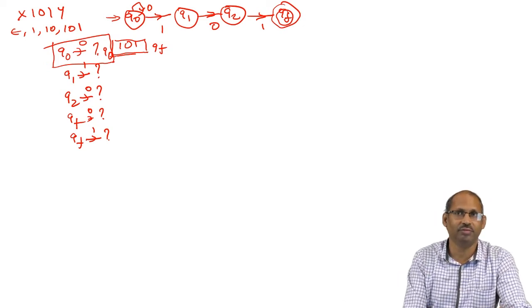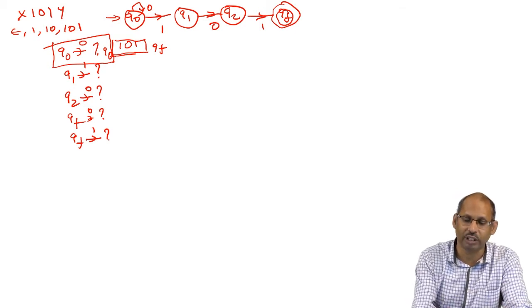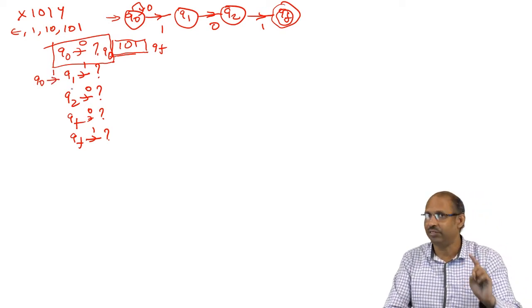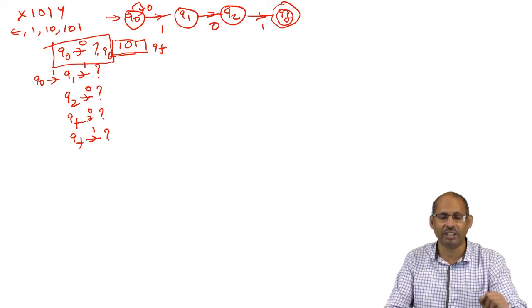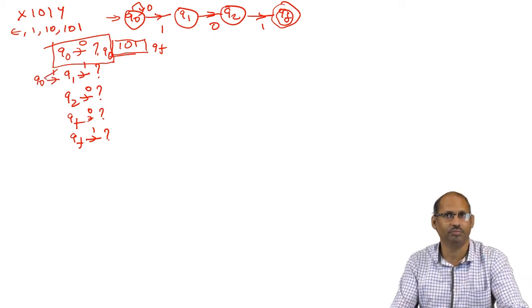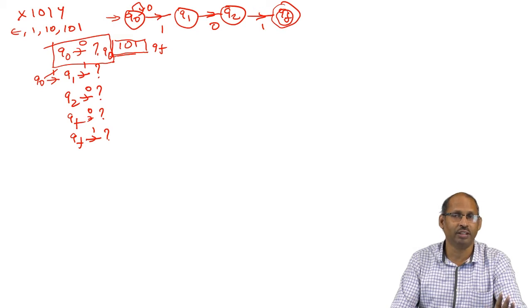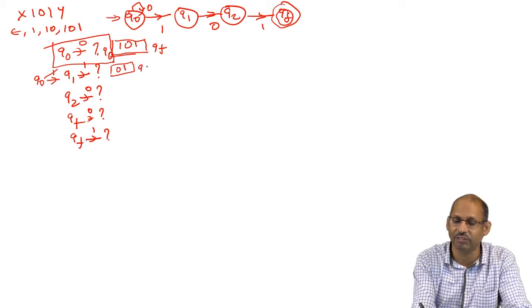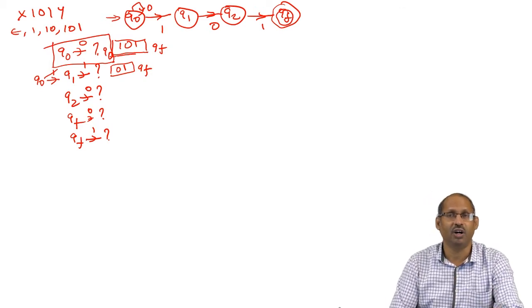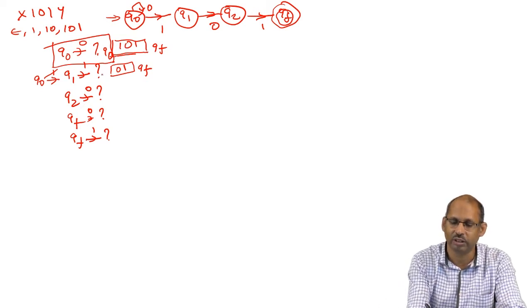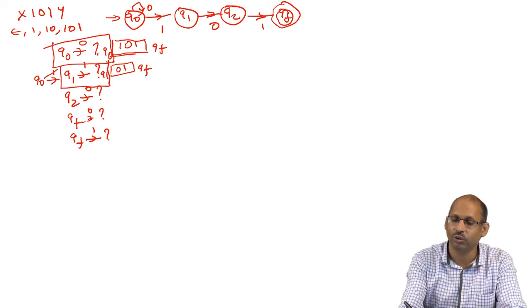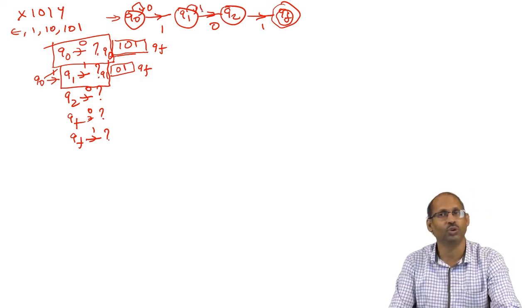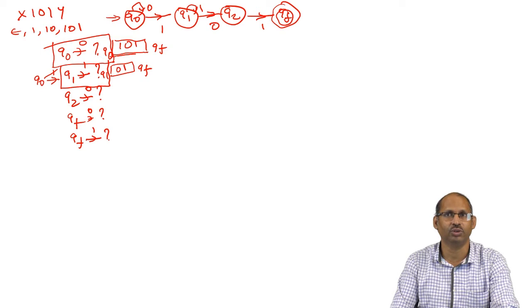Now, Q1 on 1, where does it go? We have to find how we reached Q1: Q0 on 1 going to Q1. Now 1 is a prefix of our string, and 11 is not a prefix, so we skip that. Q1 on 1: 1 is a prefix of the string, so what are the other required symbols? 01 to reach the final state. Which state on 01 goes to the final state? That is Q1. So Q1 on 1 goes to Q1 only.